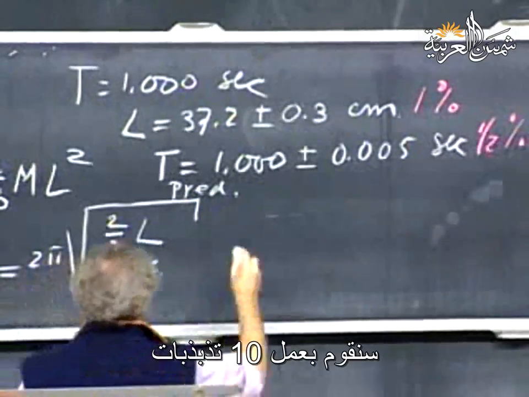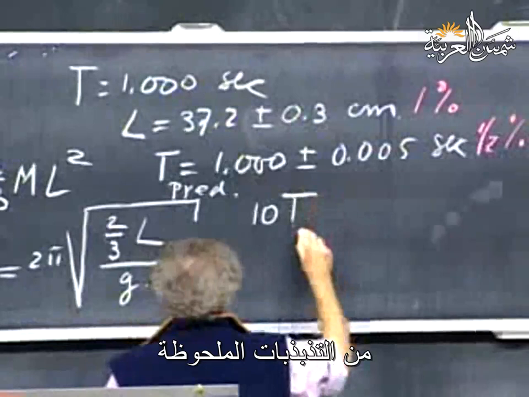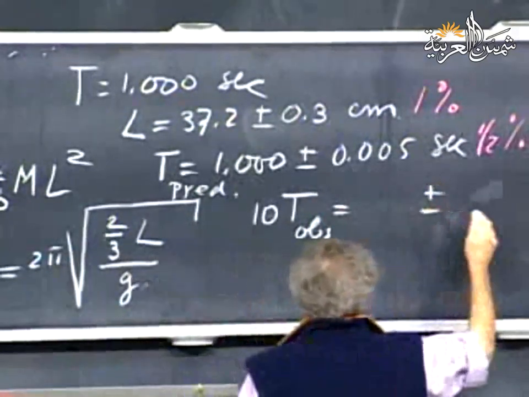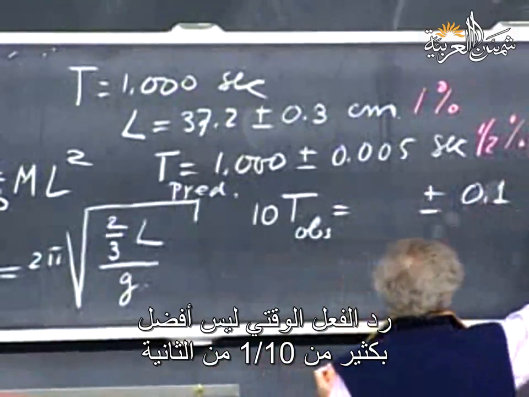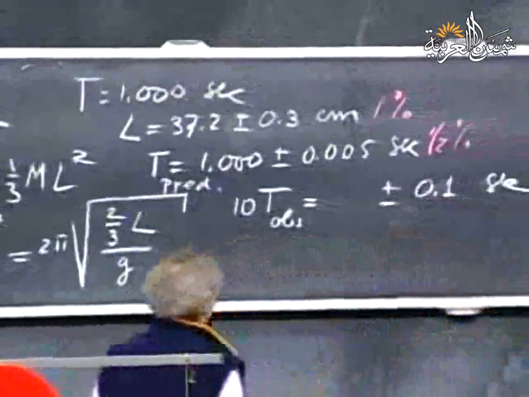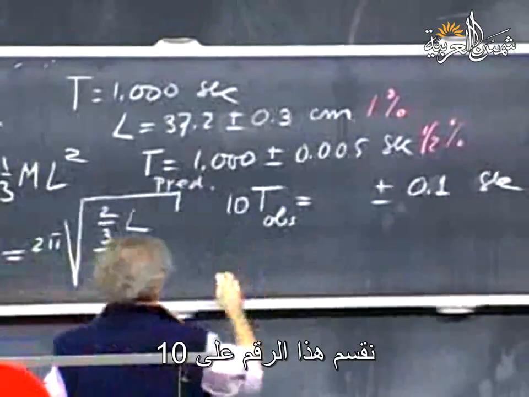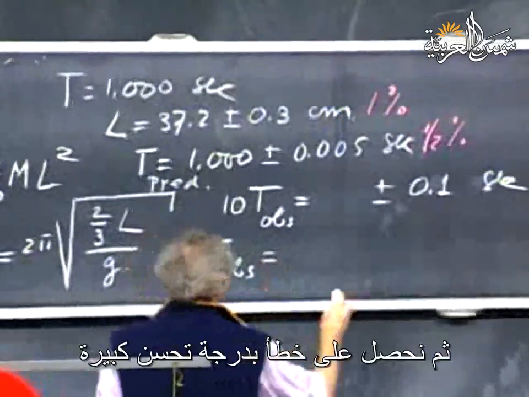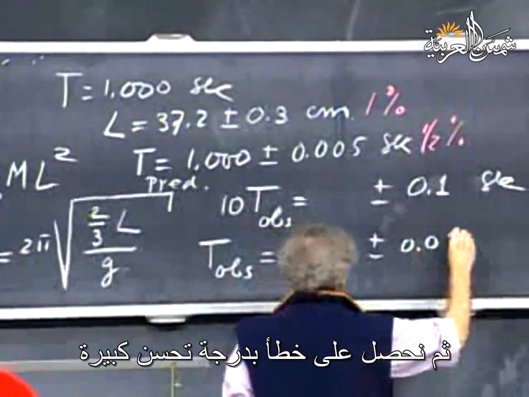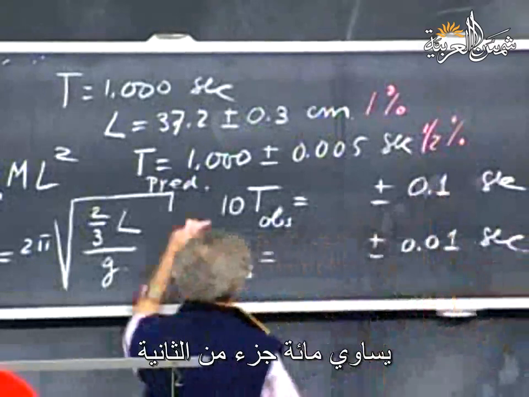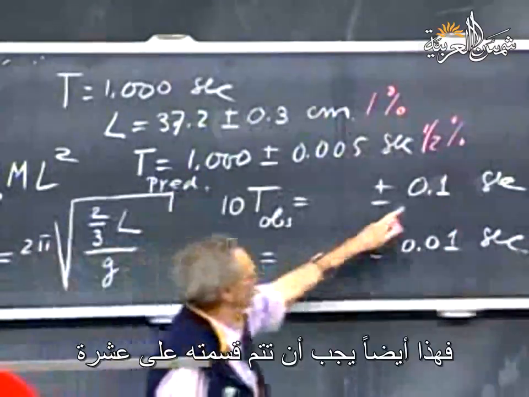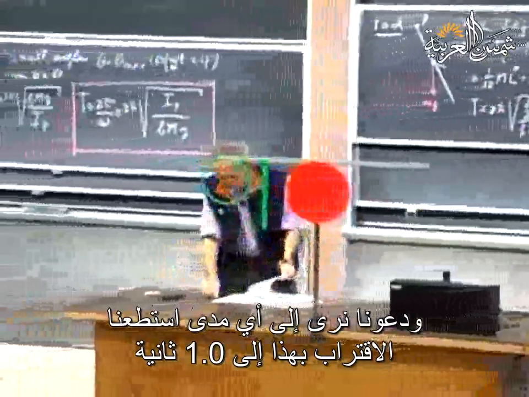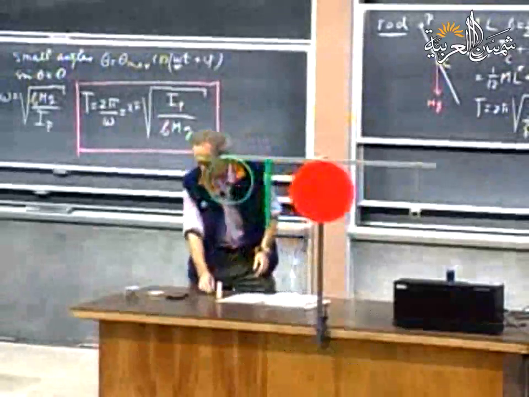And so we're going to make 10 oscillations of the observed oscillations. We're going to get a number. My reaction time is not much better than 0.1 of a second. So we're going to get a number there. We divide this number by 10, and so we can always calculate the period then, and then we get a much improved error of 1/100 of a second, because we will divide this number by 10. So this also is going to be divided by 10. And let's see how close we were able to get this to the 1.0 seconds.